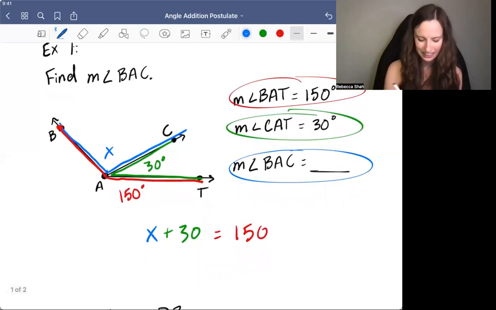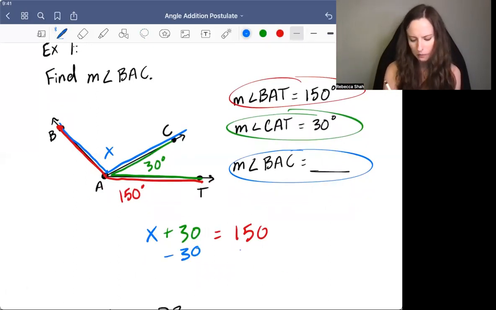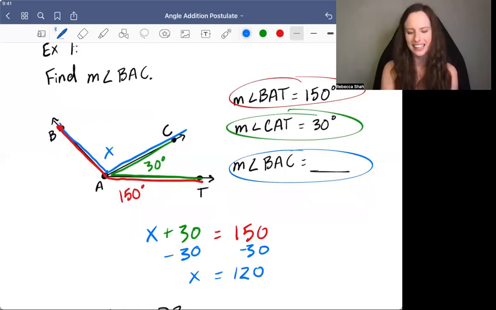From here, we'll just get X by itself. Subtract 30 on both sides. 150 minus 30 is 120. And so that is our answer.